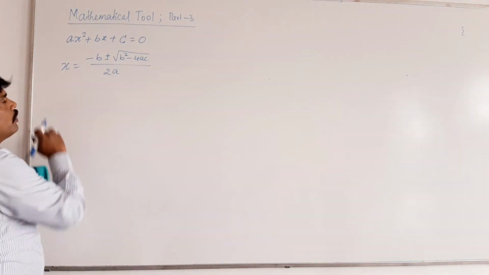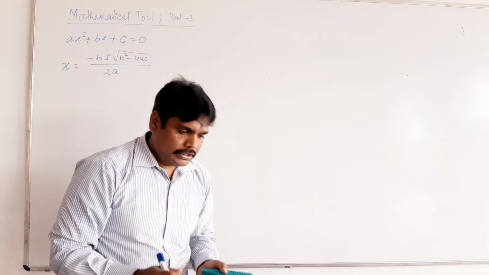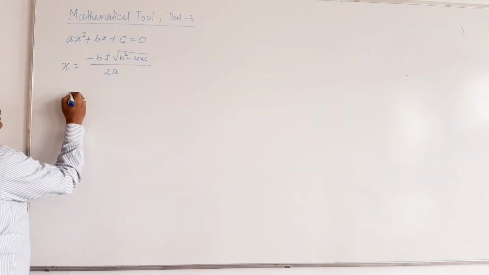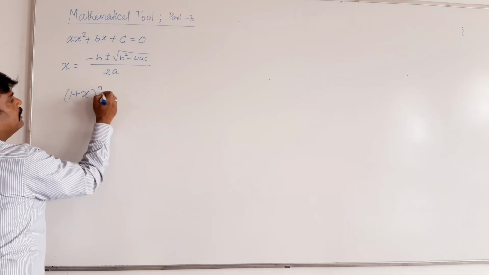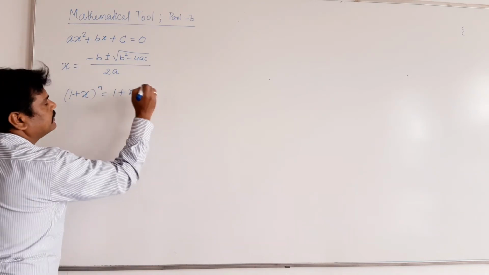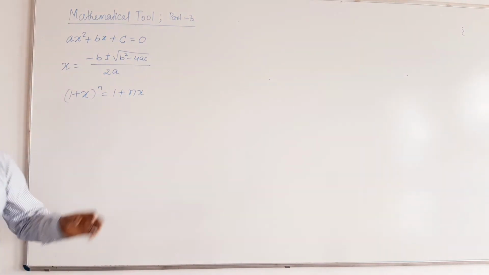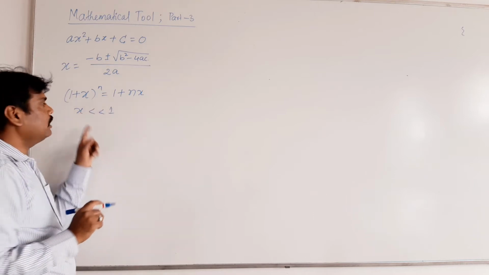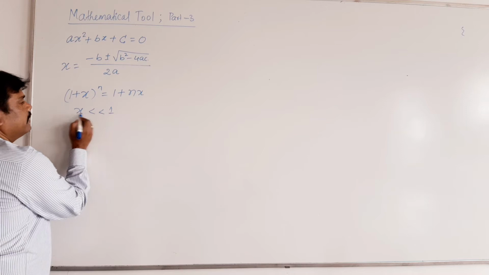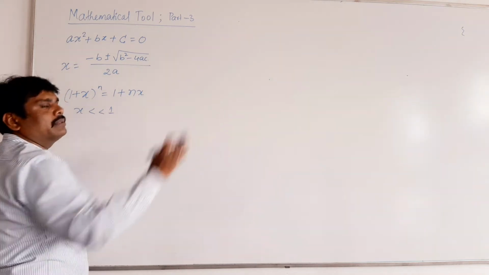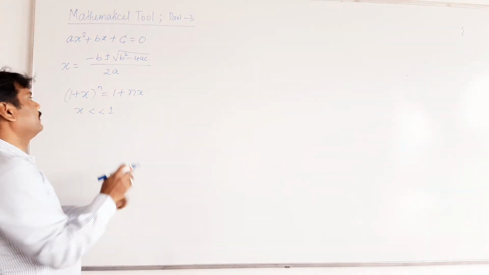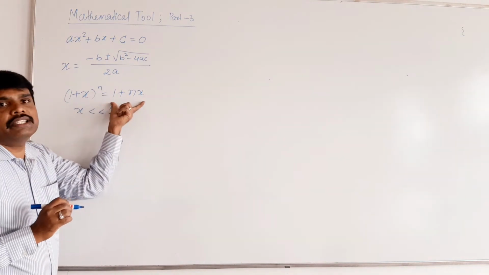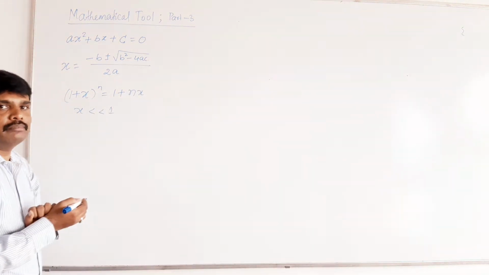Now after this quadratic equation we have discussed binomial theorem. In binomial theorem we have taken 1 plus x to the power of n is equal to 1 plus nx. That one I already told. If the value of x is very much less than 1, we are ignoring the higher terms. We are getting the next term value also up to nth value. So in physics, just remember this formula, it can help to simplify the power of any number.